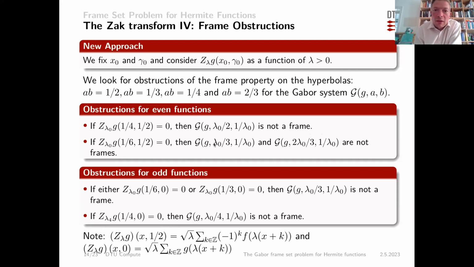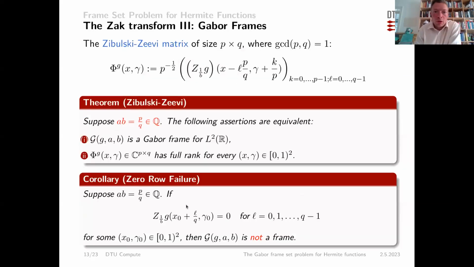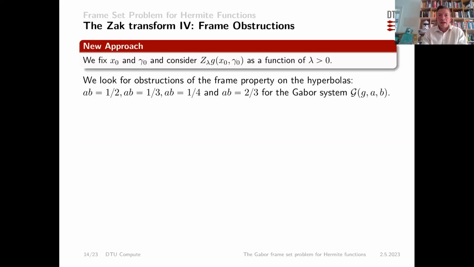Right. So down here I have a Sapolsky-Seebeck matrix of size 2 by 3, and I have 3 zeros. Oh, sorry. Here the first one is 1 by 3. All 3 are zeros, and over here it's a 2 by 3 Sapolsky-Seebeck matrix, but I have 1 zero row. Of course, the Sapolsky-Seebeck matrix is not 0 for all x and gammas, but I just need to find one value of gamma naught and one value of x naught, and then by continuity, I know that it cannot be a frame.